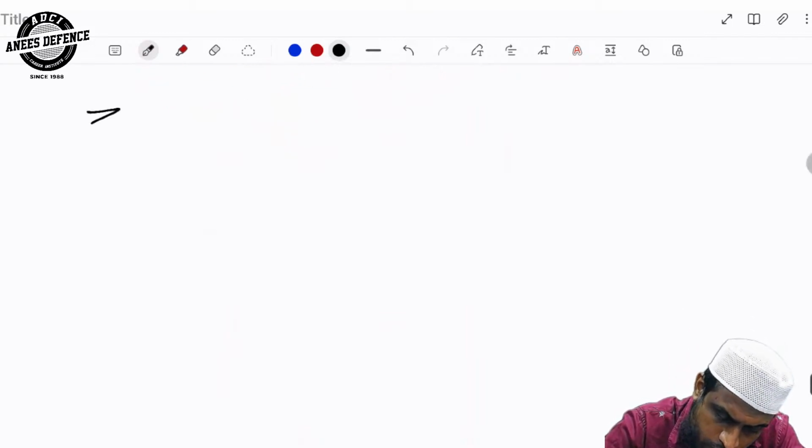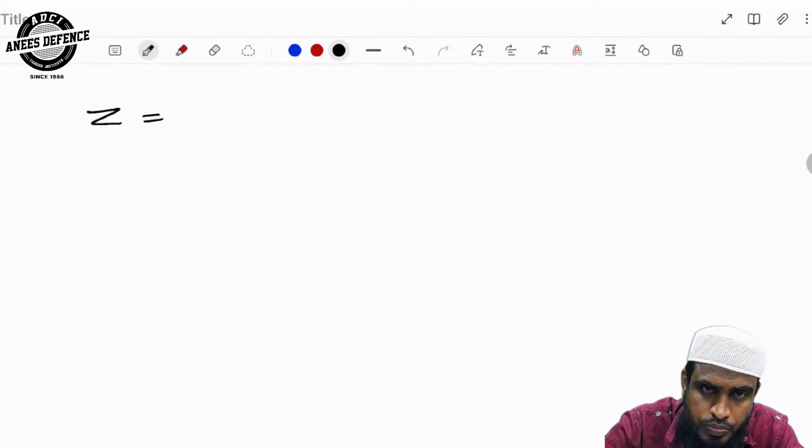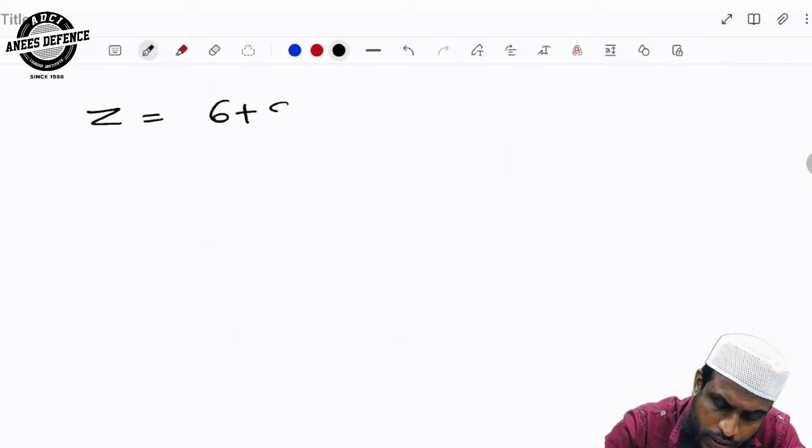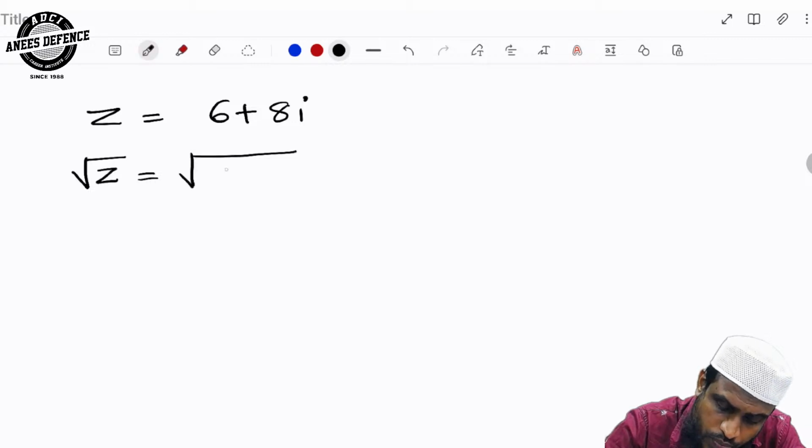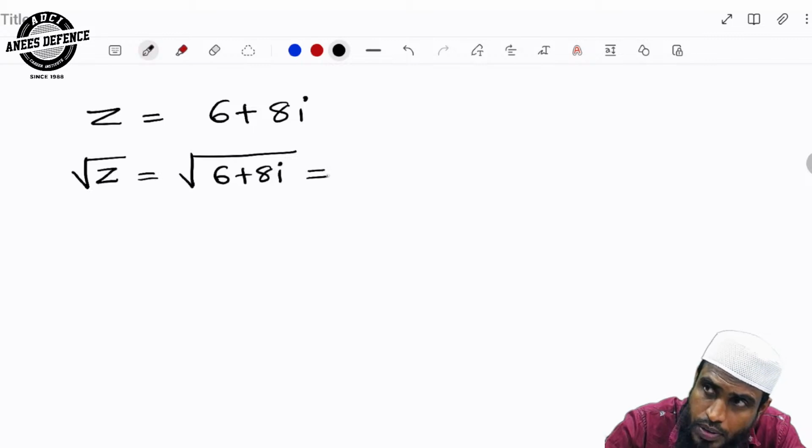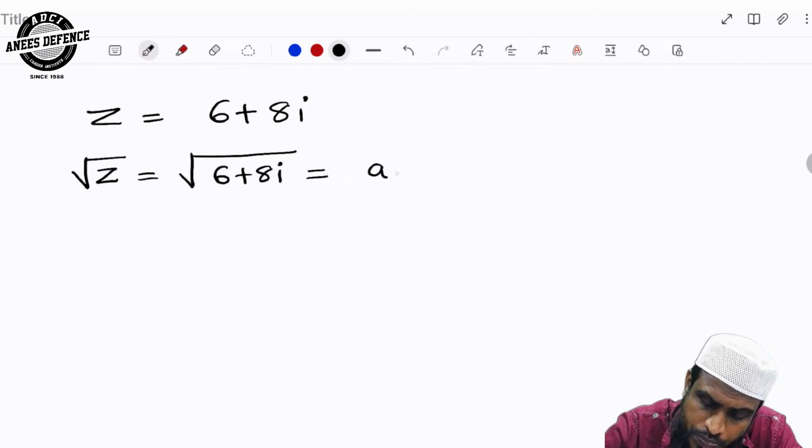Here one question is Z is equal to 6 plus 8i. You have to calculate the square root. So root of Z is equal to root of 6 plus 8i, that is equal to a plus ib.